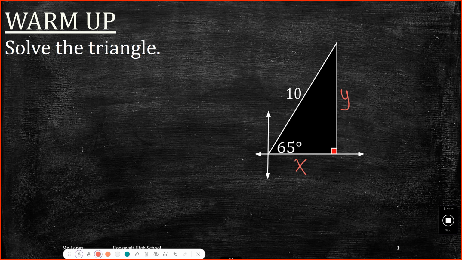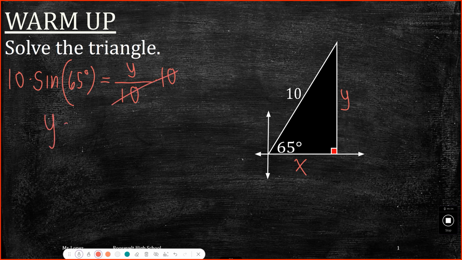Sine. Okay? It should be pretty natural to say sine. Why? Because it would be the only unknown out of the three things you have. So we would use sine of the angle 65 degrees. Sine of 65 is opposite over the hypotenuse, which is going to be y over 10. And to get y by itself, multiply both sides by 10. And you put that in a calculator, and you get y equals approximately what that is.